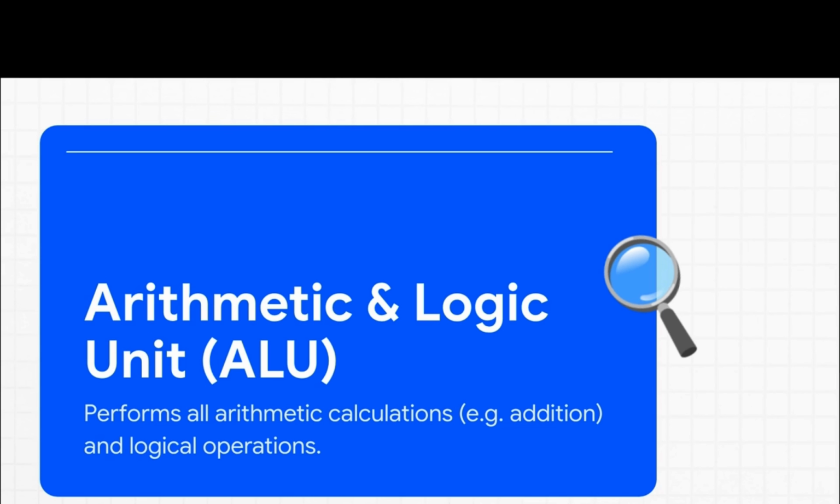And the second key player? That's the arithmetic and logic unit, or ALU for short. So, if the control unit is the director, the ALU is the genius mathematician. This is the super fast calculator that's doing all the math, addition, subtraction, and all the logical decisions, things like AND and OR. This is where the real number crunching gets done.